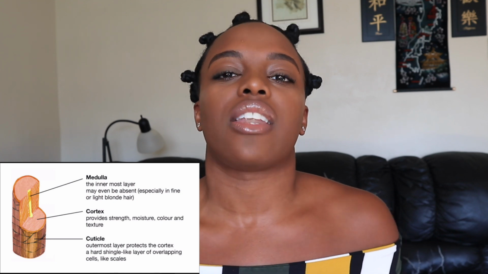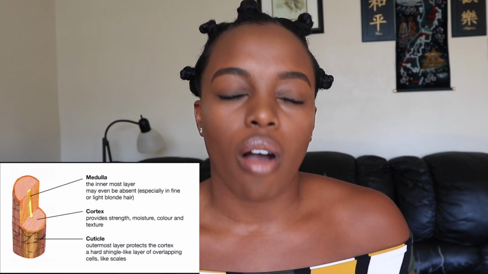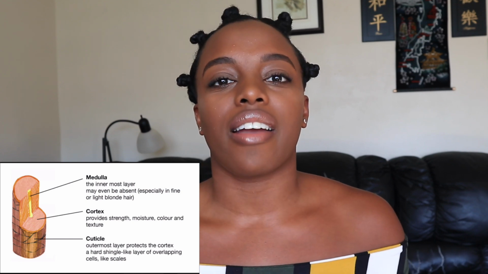There are actually three layers of a hair strand: the cuticle, the cortex, and the medulla. The medulla isn't always present, but the most important part of your hair strand is the cortex, because the cortex is where your hair is going to be fully moisturized. It is going to build strength. The important thing with finding out your hair porosity is allowing your products to reach the cortex and allowing your hair to retain the benefits of your product, whether you're using a moisturizing product or a strengthening product.